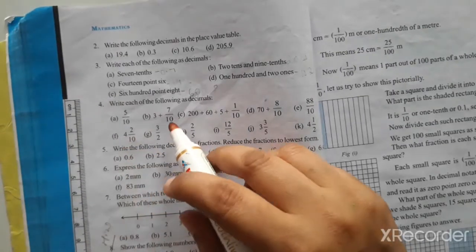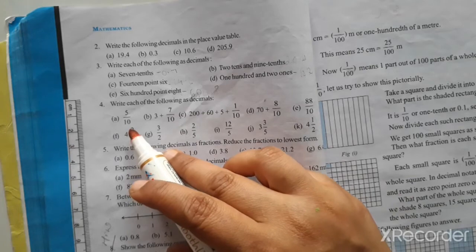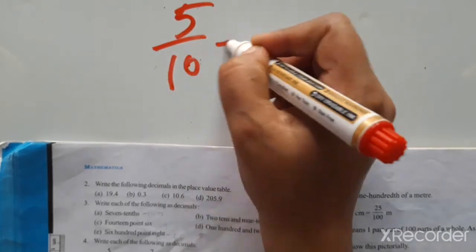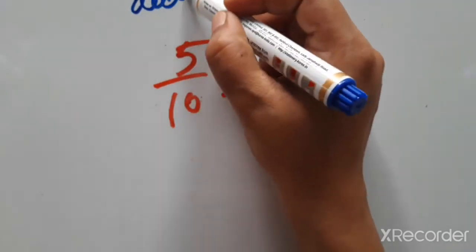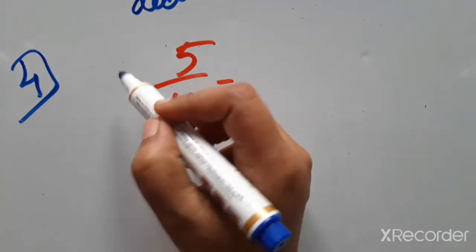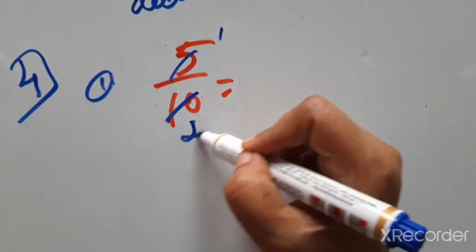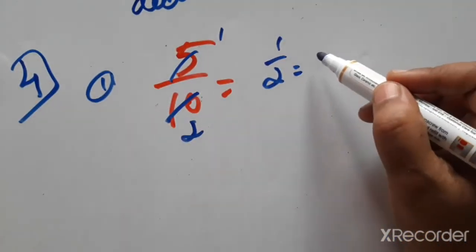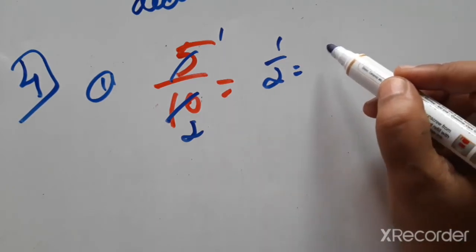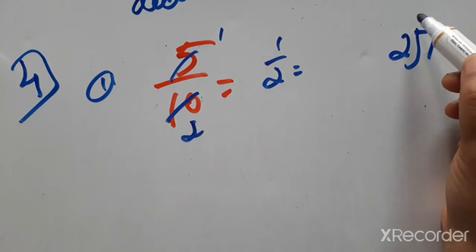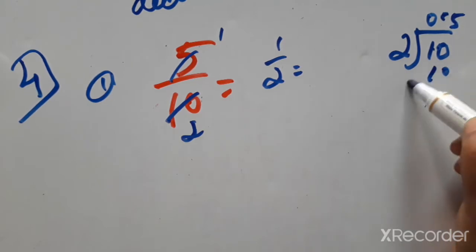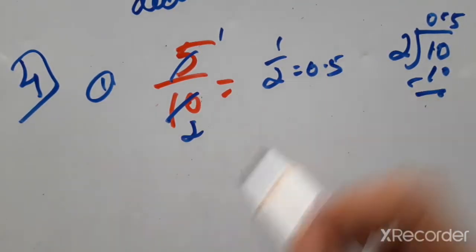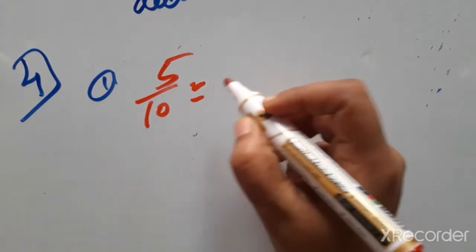Now next, write each of the following as a decimal. 5 by 10. To write as a decimal, just divide the number. 5 by 10. This is the fourth main question. First one: 5 ones are 5, 5 twos are 10. 1 by 2 means, again, 2 how many times is 1? We can't get it, so 0 point. 2 5s are 10. 0.5. Or if 5 by 10 is there, we can directly use the tens form.